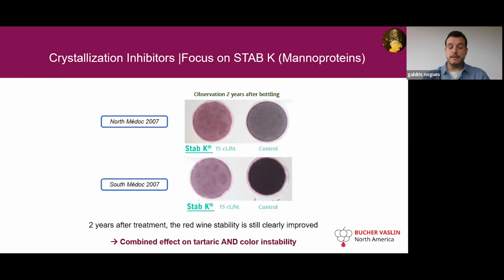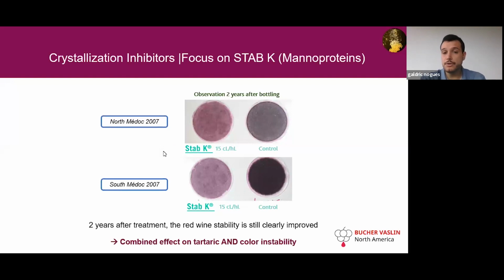To illustrate it as well in terms of long-term vision, when you use monoproteins, they don't go through hydrolysis over time, so they stay in the wine, and if your wine is stable, it will stay stable over time. These are two wines from North Médoc and South Médoc, two regions in the north of Bordeaux, 2007. One was the control, without STAB-K, and the other, same wine, was treated with 15 centiliters, so 150 milliliters per hectoliter of STAB-K.